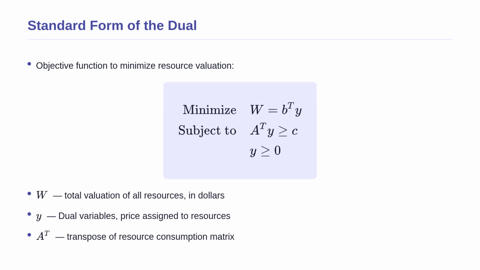The matrix A transpose ensures that the implied value of the raw materials inside a product is greater than or equal to the original profit C. If the original profit C increases, the competitor is forced to increase the resource prices Y to satisfy this inequality, which in turn increases the total valuation W.